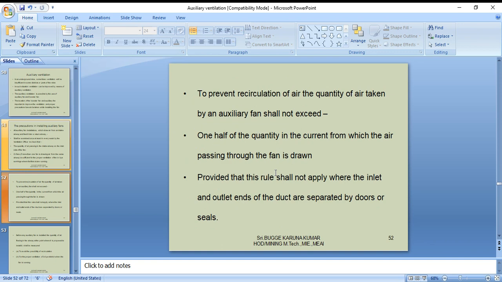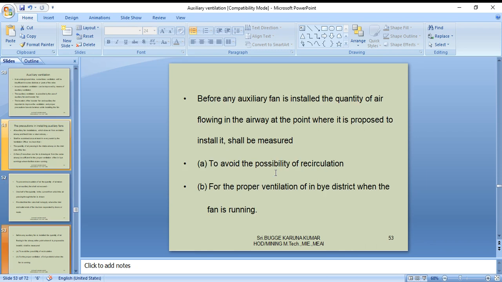To prevent recirculation of the air, the quantity of air taken by an auxiliary fan shall not exceed one half of the quantity in the current from which the air passing through the fan is drawn, provided that this rule shall not be applied where the inlet and outlet ends of the ducts are separated by doors or seals.